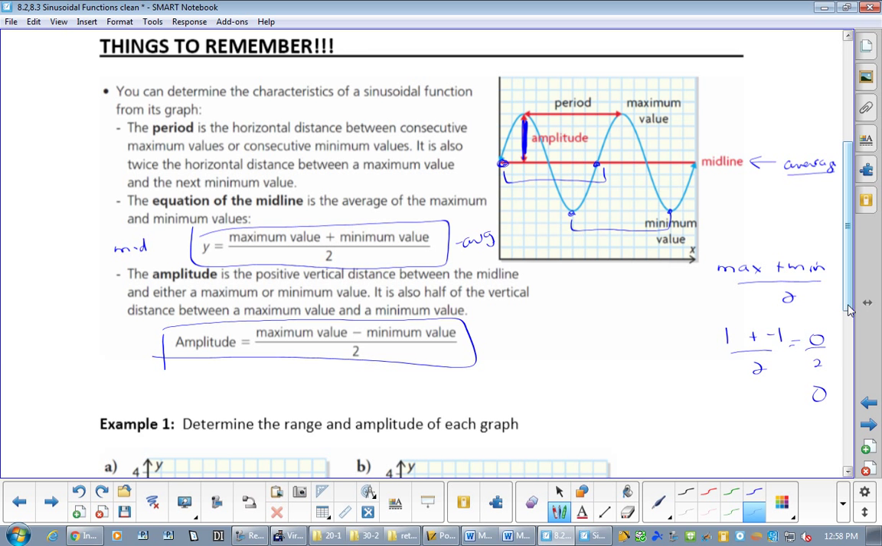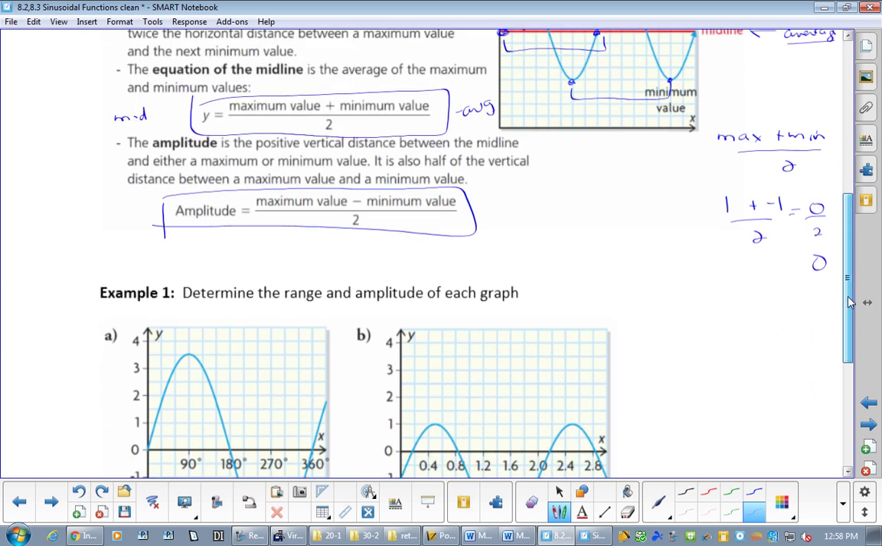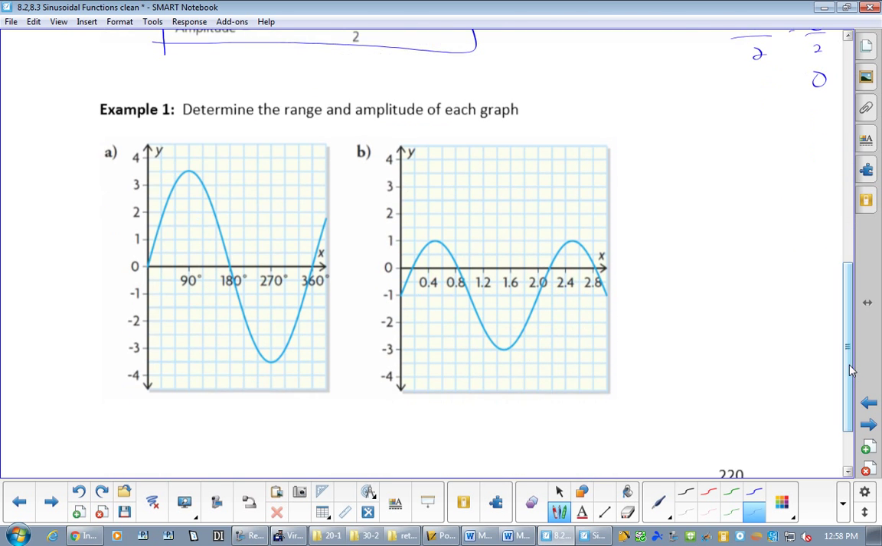Okay? So these are two big formulas that you want to have on your study sheet. And you want to have all the attributes of a sine graph. Period is 2 pi, or 360 degrees. Max, 1. Min, -1. Okay? And where those maxes occur. Now, this one here.